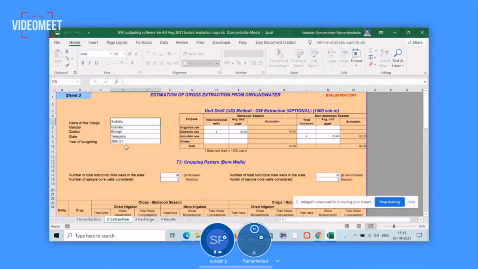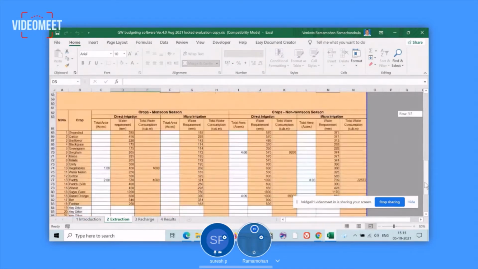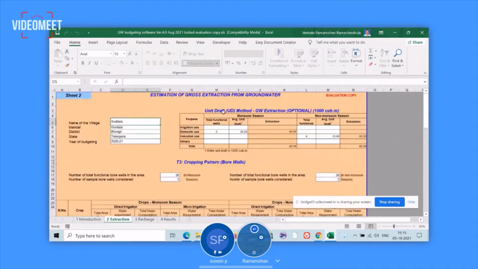So after giving the basic details like year of budgeting, the state and the place and names, there are primarily two methods of calculating the extraction. One is the unit draft method. The small table is here for four different purposes, as we discussed.